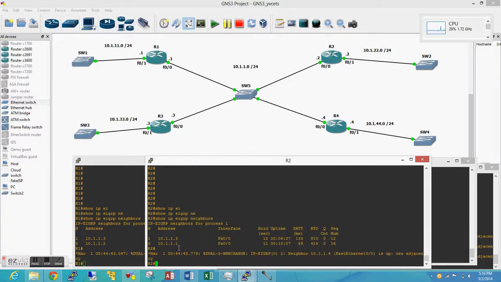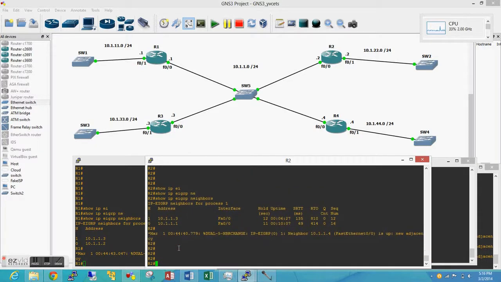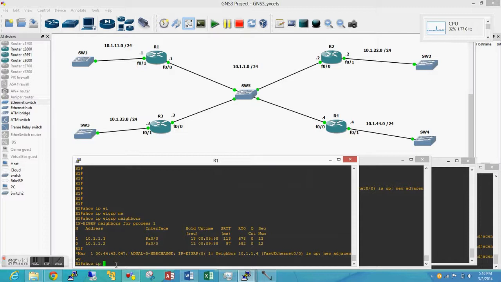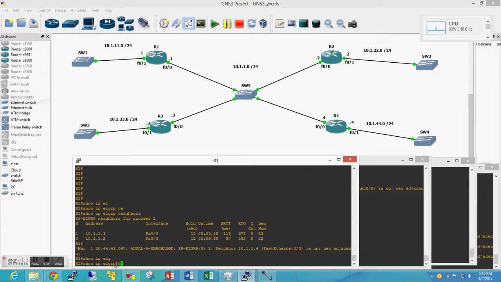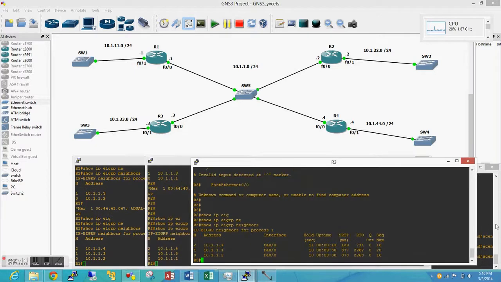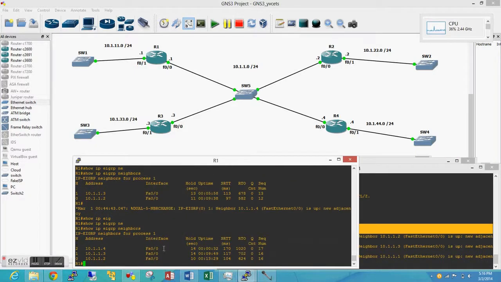And if we come over here and we do a show ip eigrp neighbors, we should now have 3 neighbors. We're talking to everyone. Reminds me of Mr. Rogers. Neighbor. Let's do a show ip eigrp neighbors.